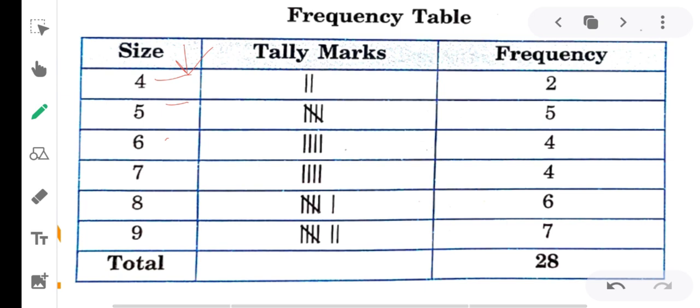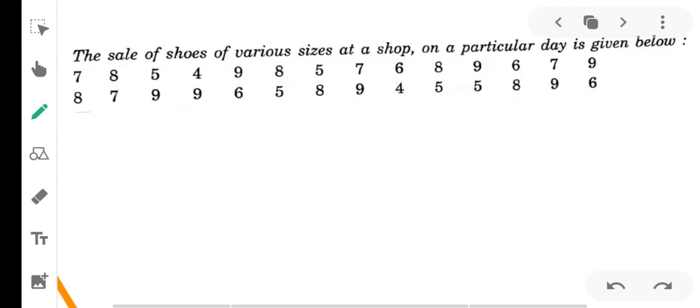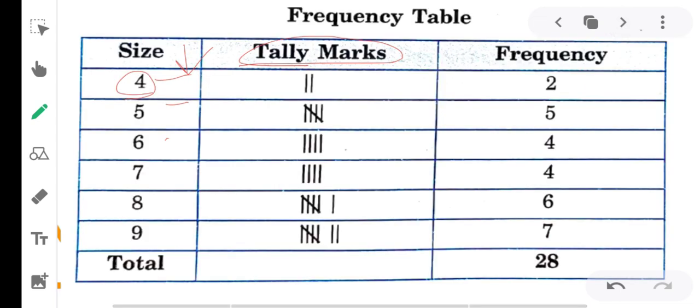Then tally marks. Tally marks mean, for example, 4: while going through the data, when 4 occurs, you put a bar. That is known as tally marks. Tally marks are used to keep the count error free. The number 4 occurs in this data two times, so the tally marks of 4 will be 2 bars. Then write down the frequency here.